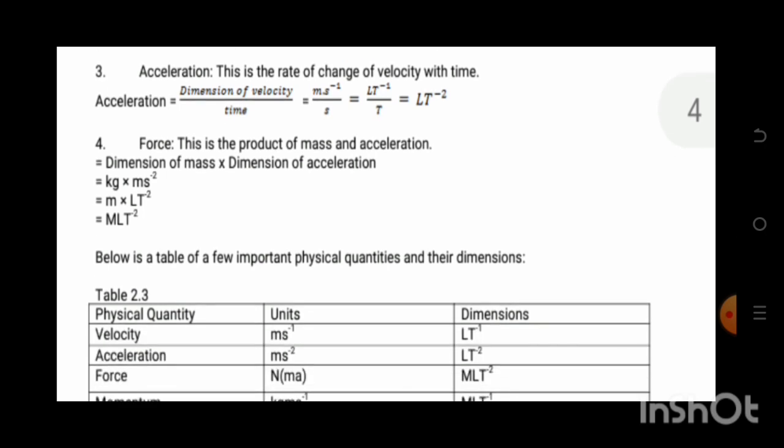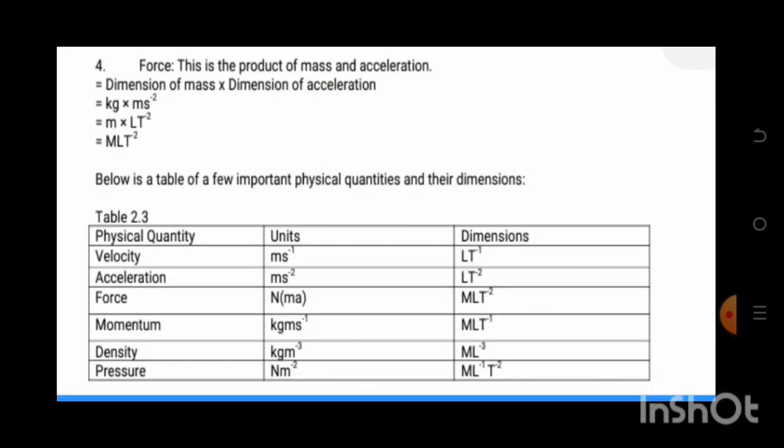Then we have force. According to the formula, force is mass times acceleration. And remember, mass is in kilogram and its dimension is represented by capital M, while acceleration has already been deduced as LT raised to power minus 2. Therefore, when you bring it together, the dimension for force is going to be MLT raised to power minus 2. Now, if you look at the table below, it gives a chart of some examples of physical quantities and their dimensions, like we see.